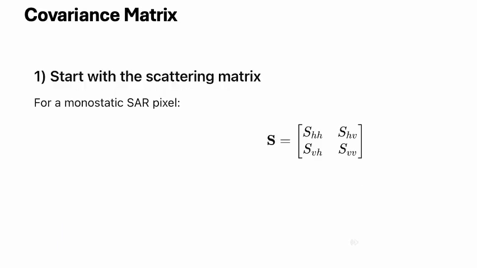Now we will walk through how to go from the raw PolSAR scattering matrix to the covariance matrix and what that matrix actually tells us about the target. Start with the scattering matrix S. For a monostatic SAR pixel, we write S equals a 2 by 2 matrix with elements SHH, SHV in the top row and SVH, SVV in the bottom row. Remember that the Sij are complex numbers.